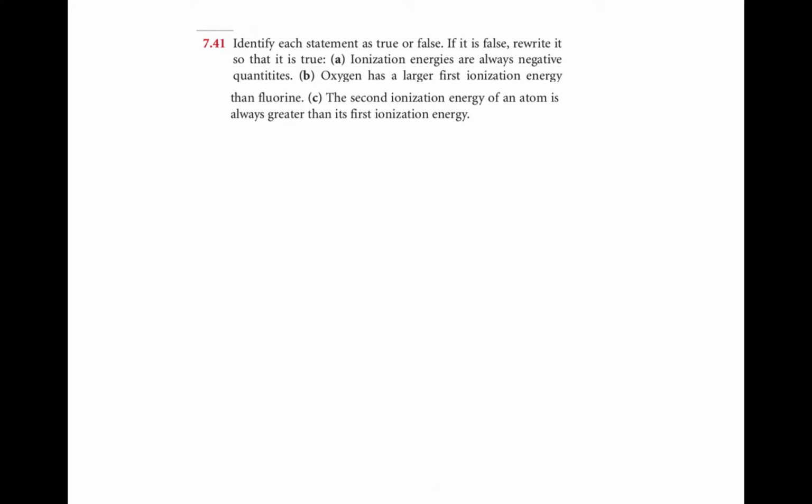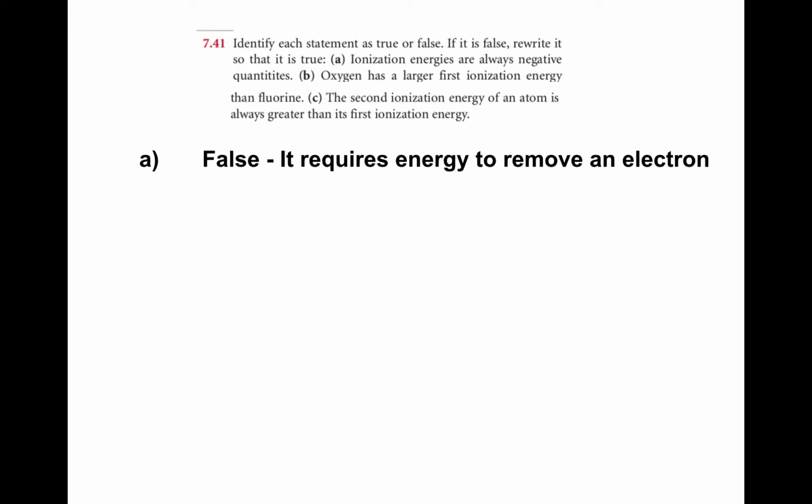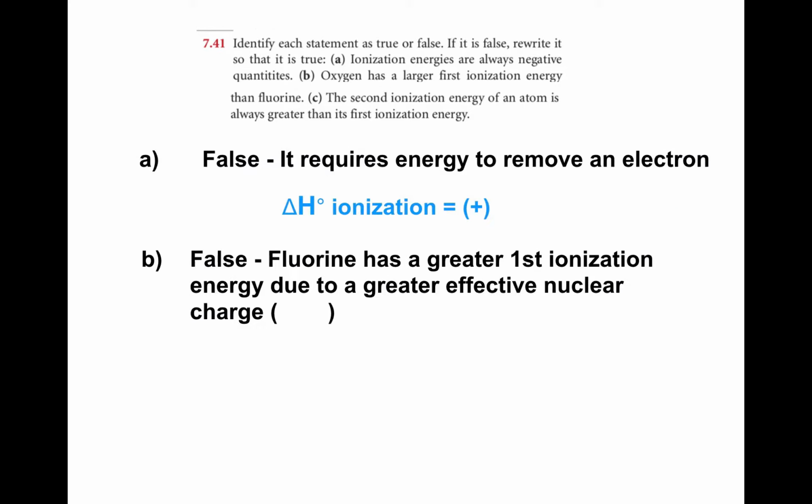Identify each of the following statements as true or false. If false, rewrite it so that it's true. Ionization energies are always negative quantities. Nope, they're positive. It's an endothermic process. You got to put energy in to knock an electron off. B, oxygen has a larger first ionization than fluorine. Nope, they're both in the same period. And fluorine has more effective nuclear charge holding onto its outer electron than oxygen does.